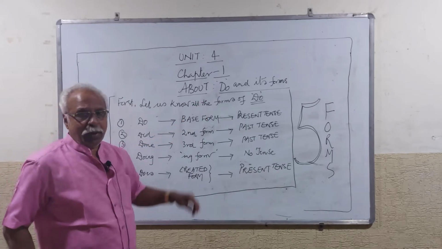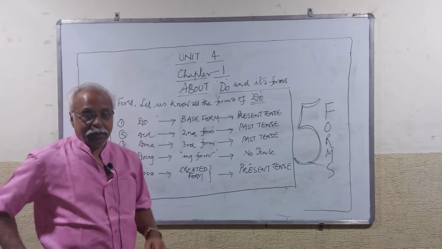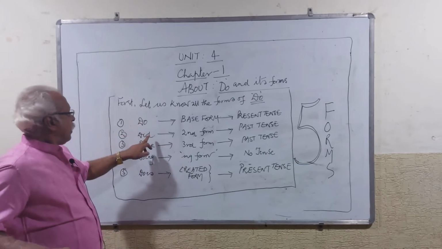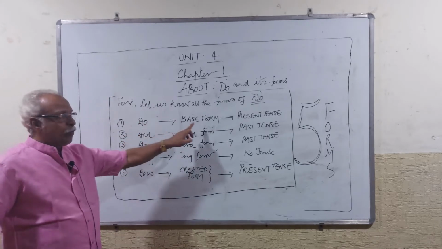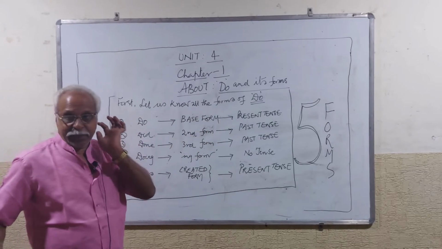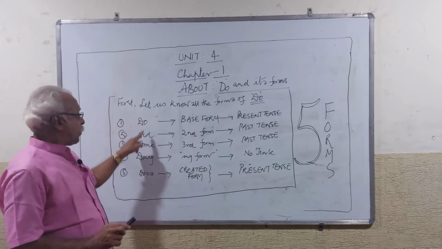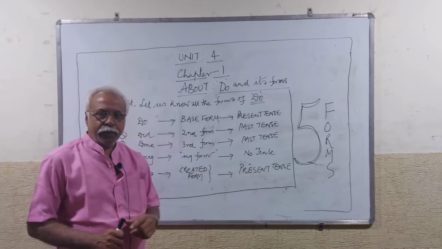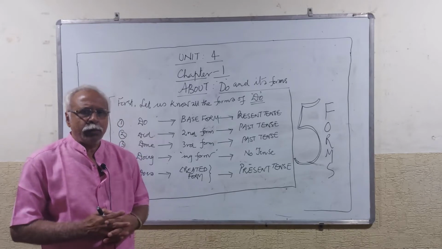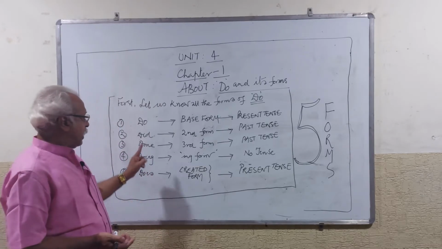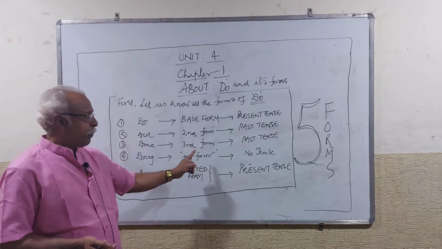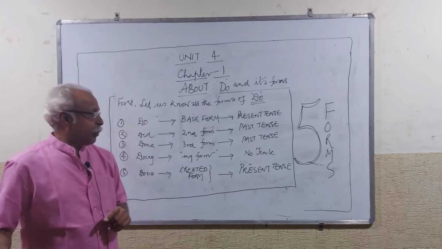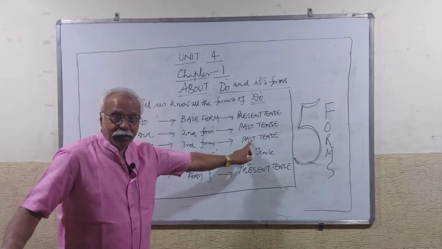about the do and its forms. First, let's learn what are do forms. Look at this table. Do, it's a base form. It's present tense. And its past tense is did. It's a second form, past tense. It's about conjugation, do, did, done, I'm speaking about. And the done, it's the third form, which you can grammatically term it as past participle. It is also past tense.